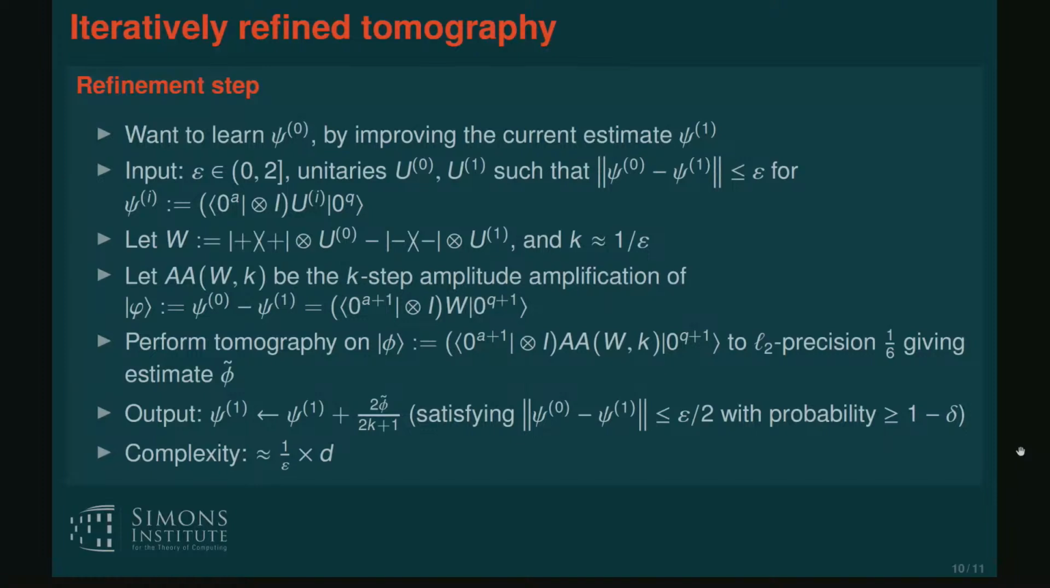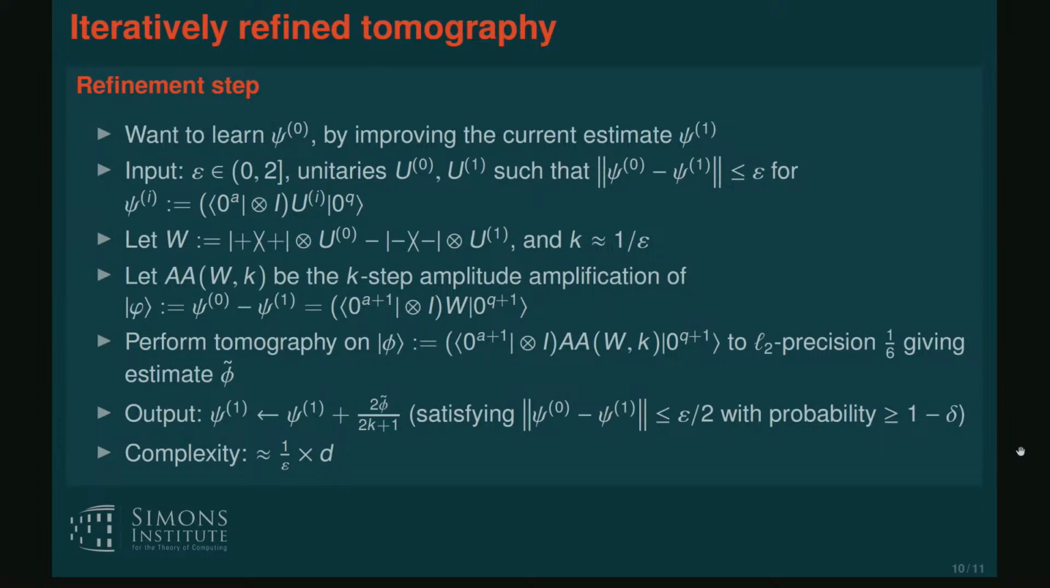But because I had to do amplitude amplification, that did cost me 1 over epsilon. So it's D over epsilon to do tomography at this level. And I managed to improve my accuracy by a factor of 2. And I just logarithmically recurse, and I get to the ultimate thing. And so now I get this Heisenberg-like quantum scaling precision, because the quantum part is done by amplitude amplification, and the tomography is only done to constant precision level.